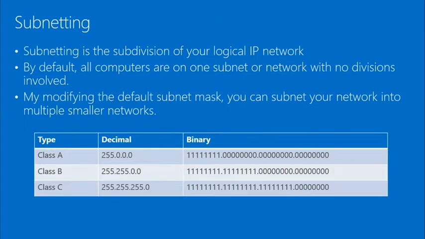To create these networks, we use a process called subnetting, and this is where that math comes in. It's a subdivision of your logical IP network. By default, all computers are on one subnet, and you need to use the subnet mask to configure this a bit. By modifying the default subnet mask, you can divide your network into smaller networks. So you look at your type, Class A, Class B, Class C, and see the decimal equivalents and the binary equivalents.